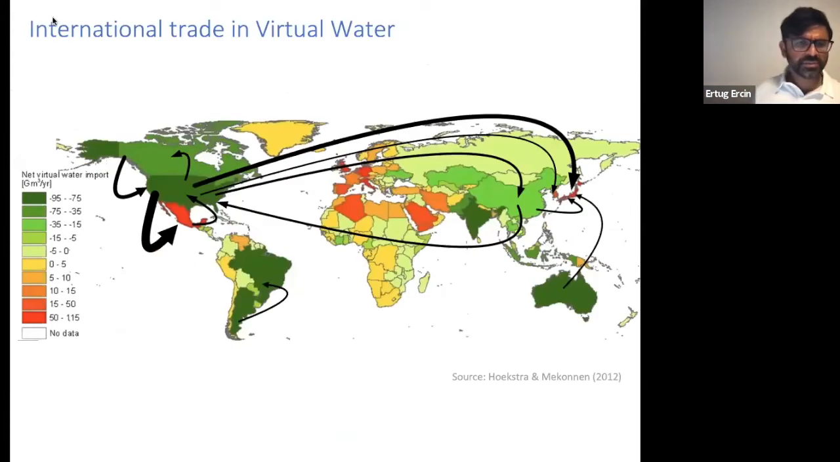When you look at this one, we call it net virtual water trade. So how much virtual water goes out of the country and how much comes into the country. You can see that the US is a net virtual importer, which means it also exports its own water resources embedded in different products. Like you produce computers and then you sell them to other countries, and to produce that computer, a big water use has to be happening. So this is called international virtual water trade.